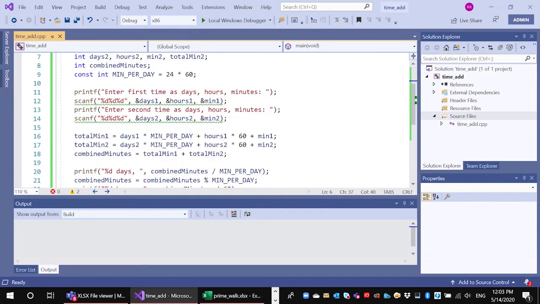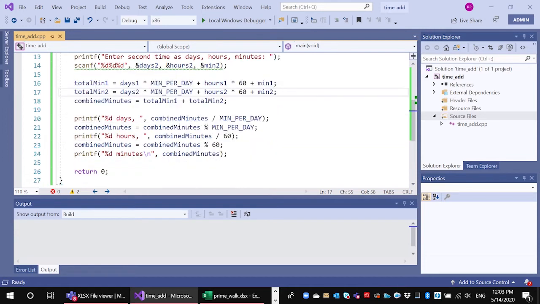I read in the first days, hours, and minutes, and the second days, hours, and minutes. And I say the total minutes on day 1 is days 1 times minutes per day plus hours times 60 plus the number of minutes. And then the same calculation is done for the second day. And the combined minutes is simply adding them together. So now I've converted everything to minutes, added them together, and I've got my result in minutes.